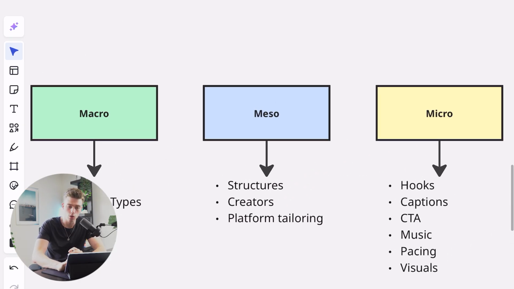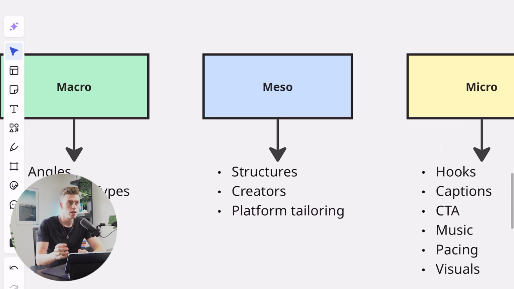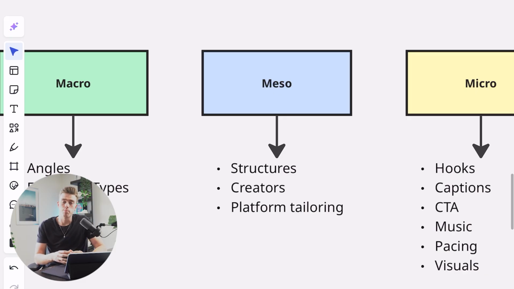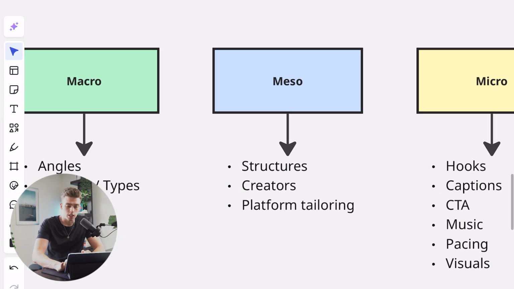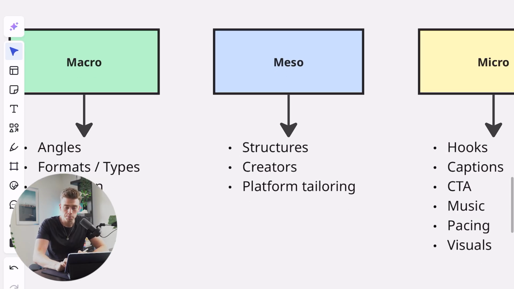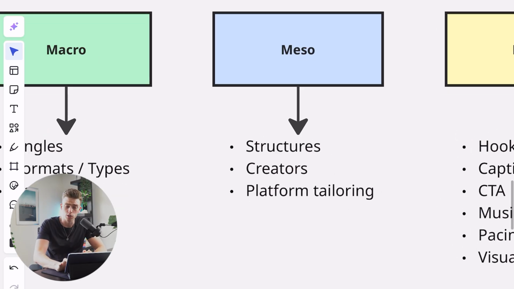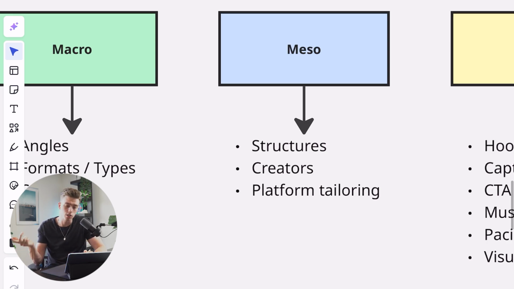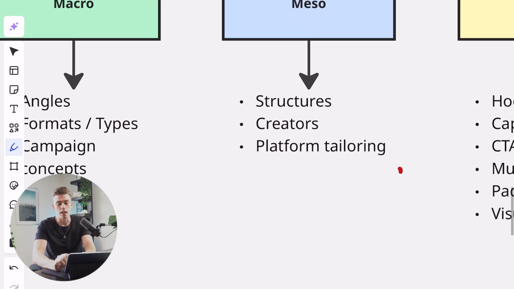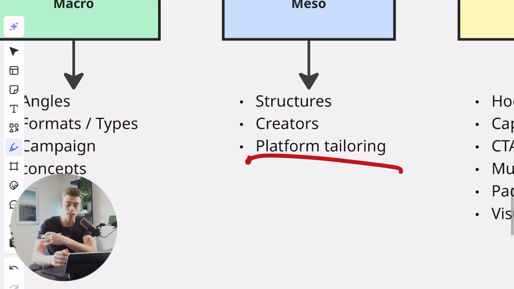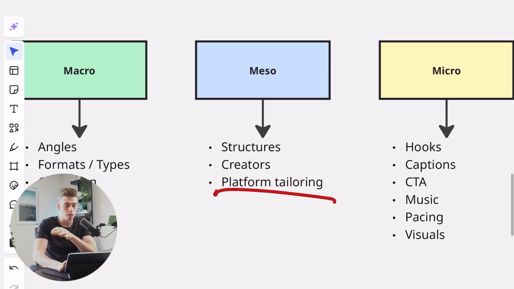Then we have meso adjustments, which are the structures of an ad, which is the storytelling, for example. Maybe we're using a standard AIDA model, attention, interest, desire, action, or we are using the before-after bridge, the BAB. Basically, what type of storytelling are we using? Then what sort of creators are we using? Are we using males? Are we using females? Are we using older people, younger people, et cetera? And then to what platform is this ad tailored? Is it made for Meta, or is it specifically made for TikTok or for YouTube? These are the meso adjustments.